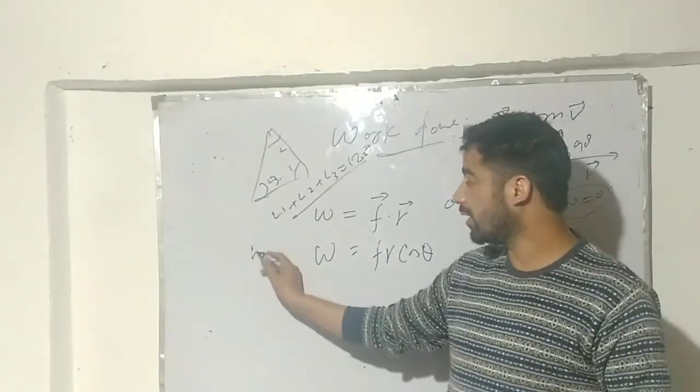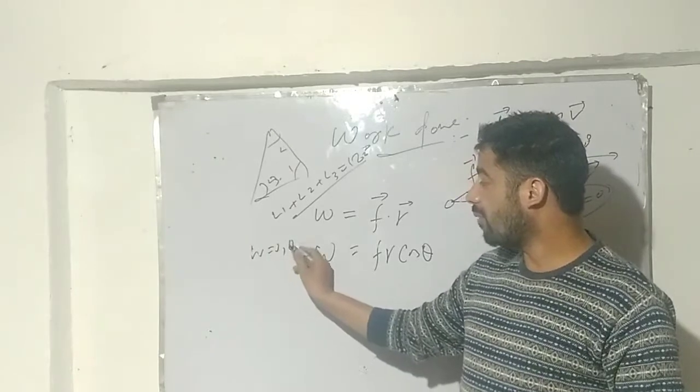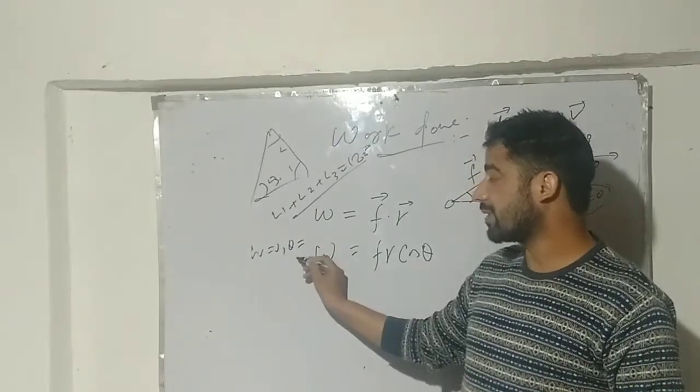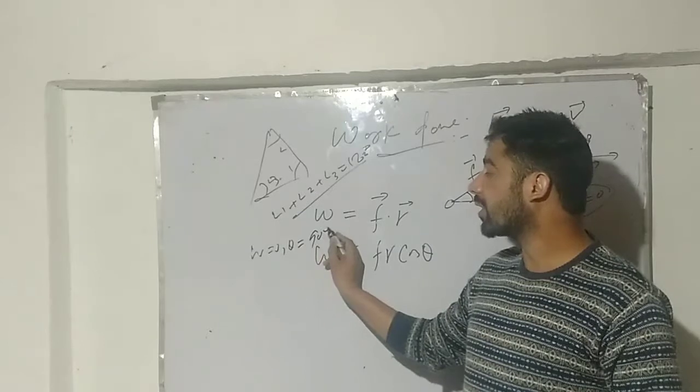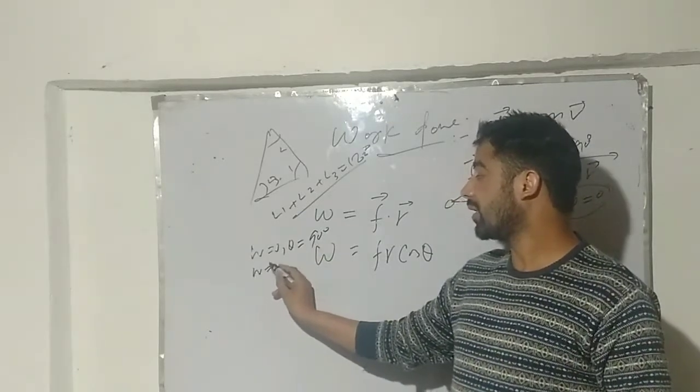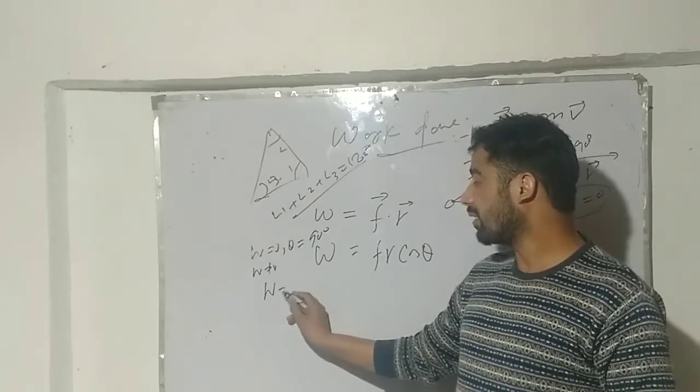We have zero work done when the angle between the force and displacement is 90 degrees. Okay, we have the positive work done. Work done will be positive.